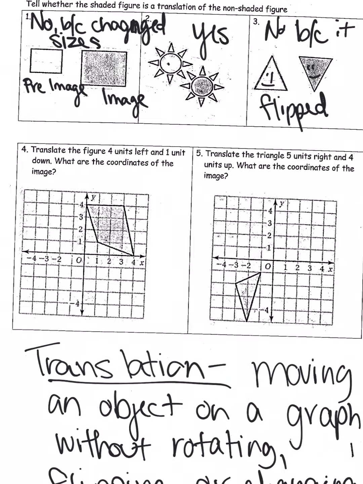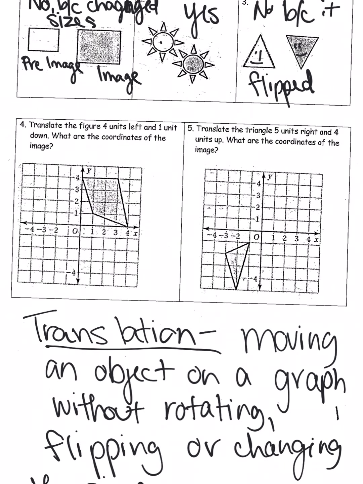Now we're going to get directions on how to translate something. So translating is just telling you how to move on the graph. Think of this as if you were on a grid and you can only move on the lines. This is going to tell you how to move on those lines to get to the new position. So we have translate the figure 4 units left and 1 unit down. So we're going to go ahead and do that.